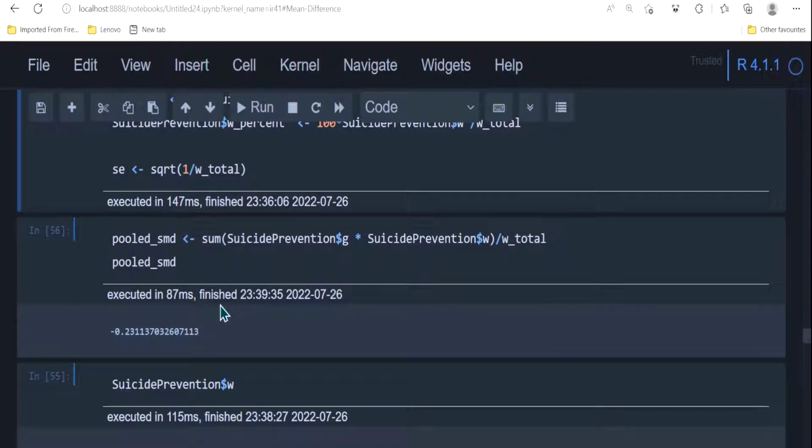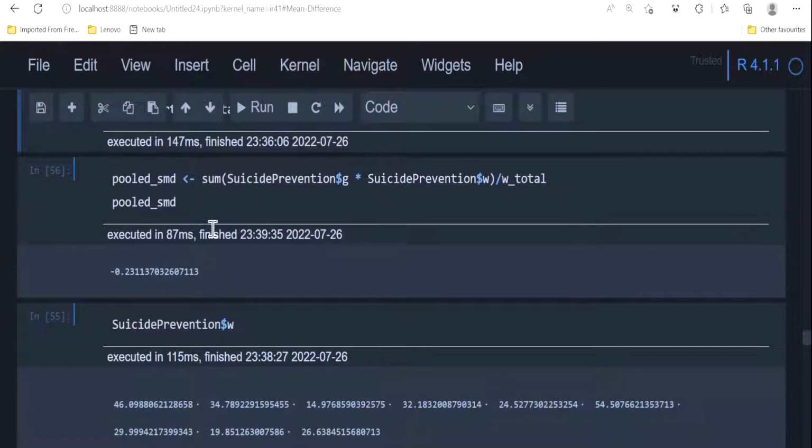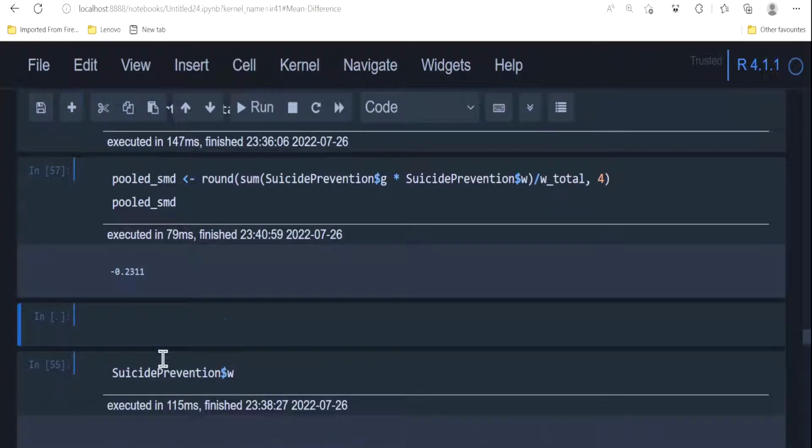So now we are back. Okay, so we already have our pooled standardized mean difference, but let me round it to 4 digits because that is a very long number, and I don't want that. Now this is my pooled standardized mean difference. The next thing is I would like to calculate my confidence interval.